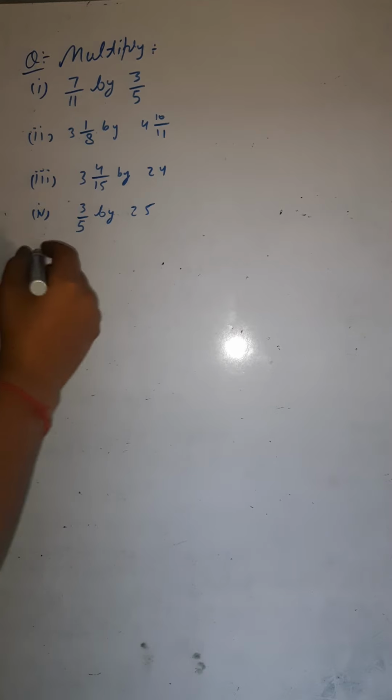Now you can see some new questions on the board here. Multiply first one 7 by 11 by 3 by 5. This is the first question, then second, then third, then fourth. These are the 4 questions you have to solve. So let's solve the first one first.